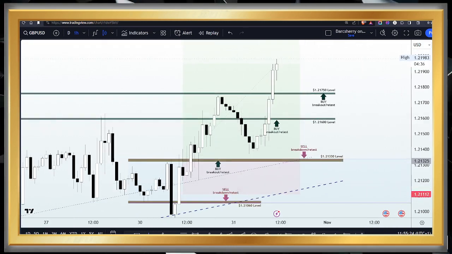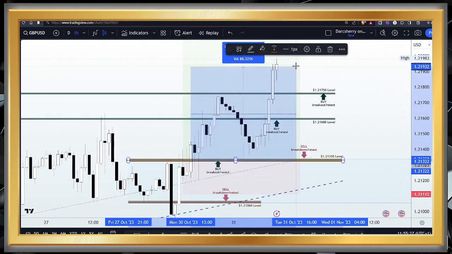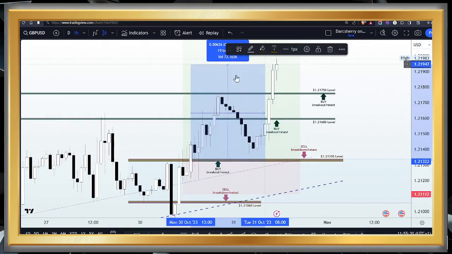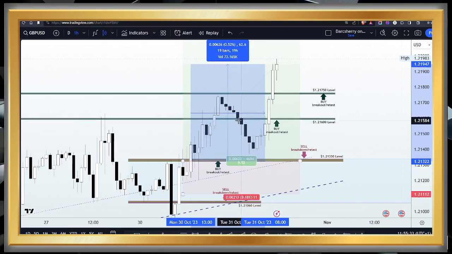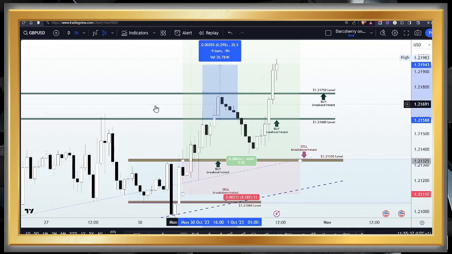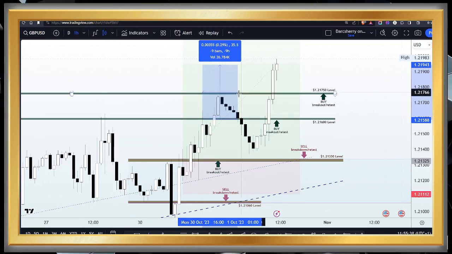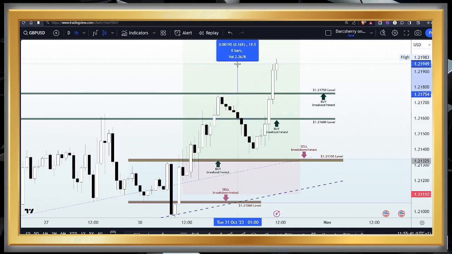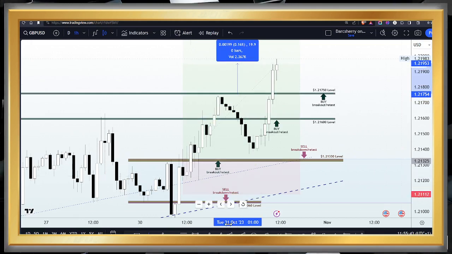And for those of you who took advantage of these opportunities, the first buy position will currently be running with about 60 pips in profit, while the second buy position will be running with about 35, making 95 pips, and the third buy position right now will be running with about 20 pips, making a total of about 150 pips, which is not bad at all for the second day of the week.